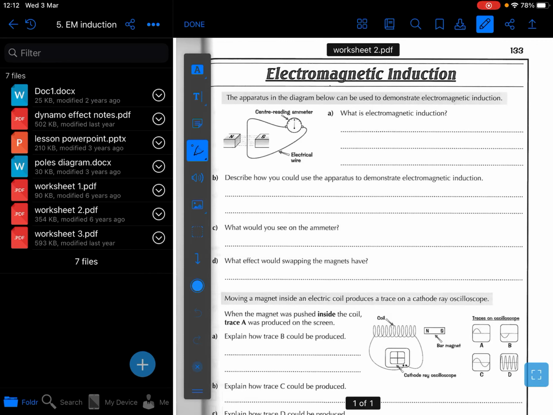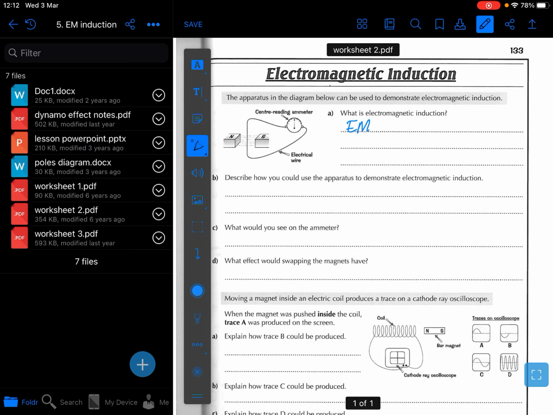Hello. So I'm talking through the answers to this worksheet. It is quite tricky with you not having seen the demo. However, we will be back soon and I will be able to show you. So that'll be lovely. So part A, what is electromagnetic induction?